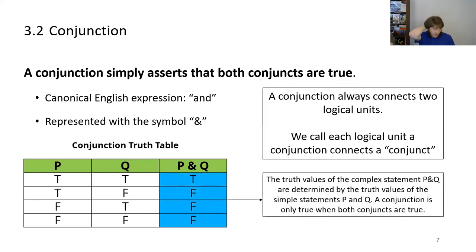Now, as I've already been saying, it's really this last column, the P and Q column, where the truth values of P and Q together, that complex statement, are determined by the truth values of the simple statements. So we have to read across and we look. Conjunction's only true when both conjuncts are true.